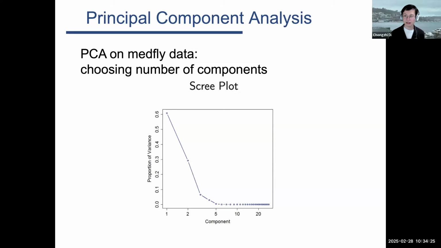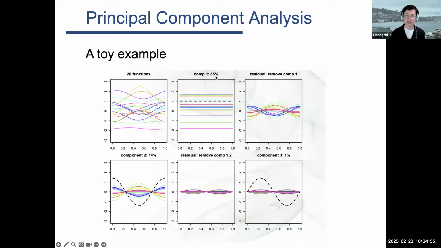There's one issue I mentioned briefly, but didn't discuss: how do we choose the number of components? Typically we can create a plot like this called a scree plot. On the x-axis is the PC component, the first, the second, and so on, and the y-axis is how much variance is explained by each component. In the previous example, it would be like 85%, 14%, 1%.